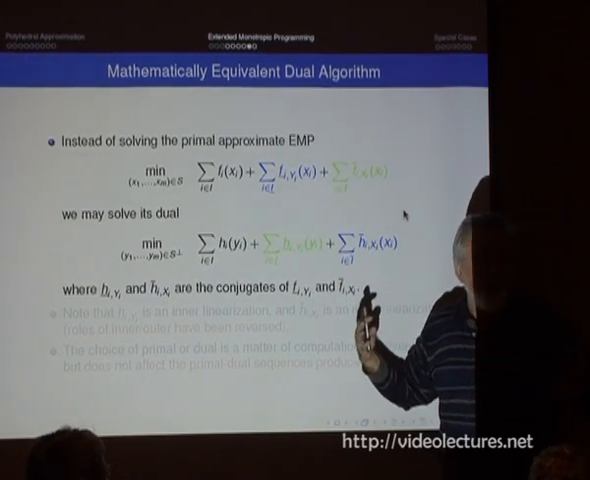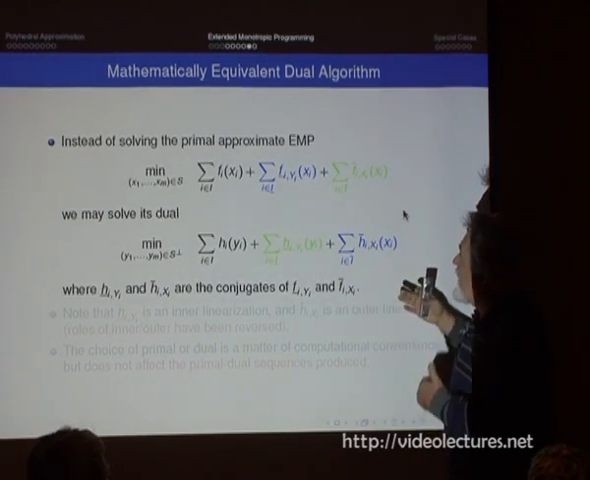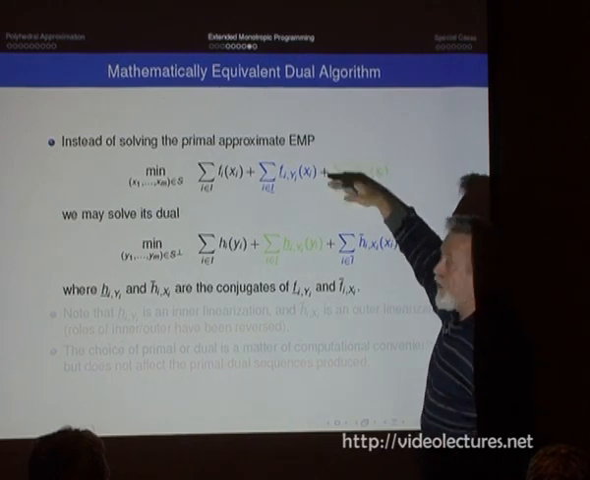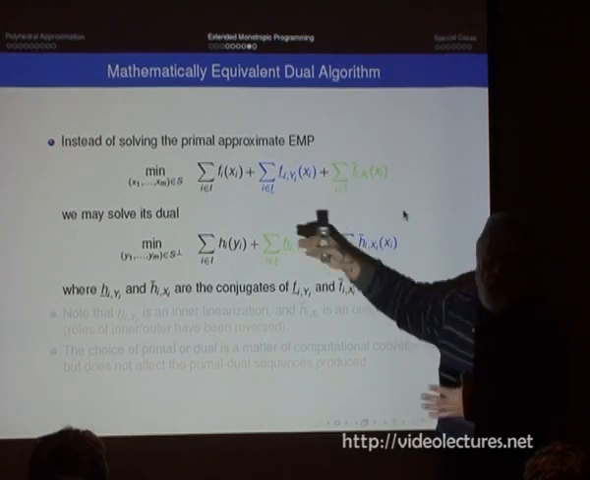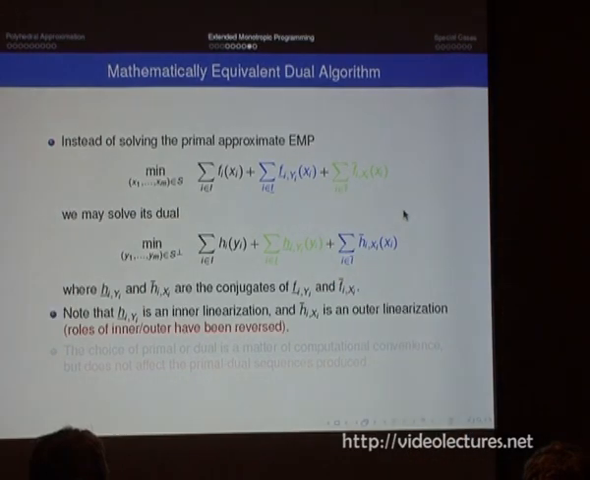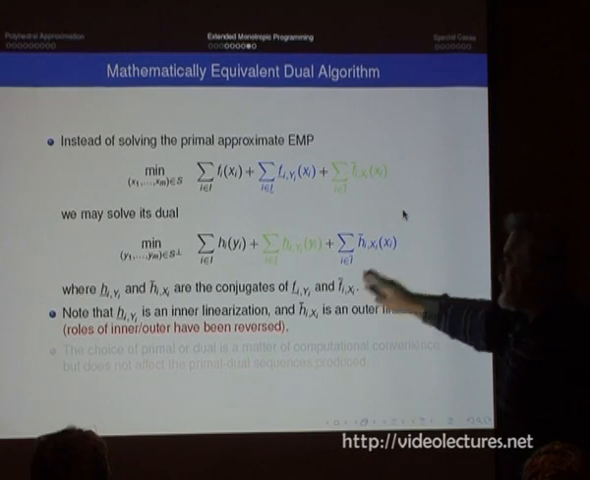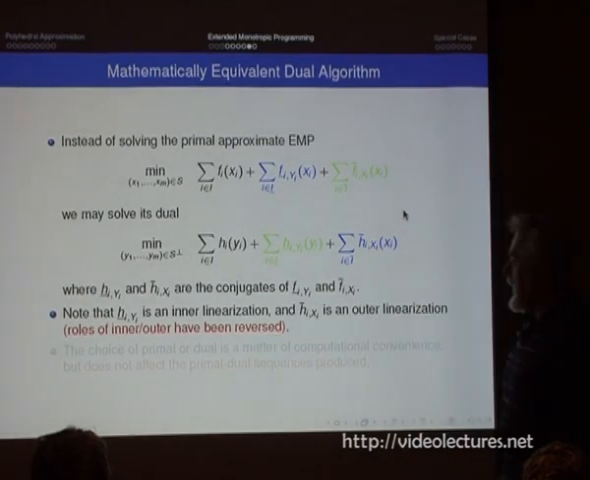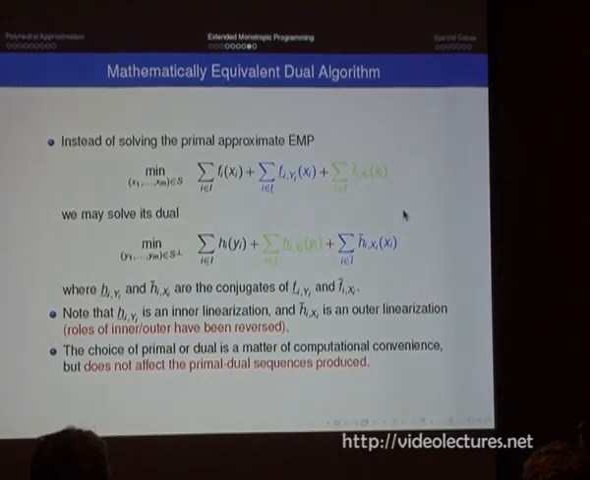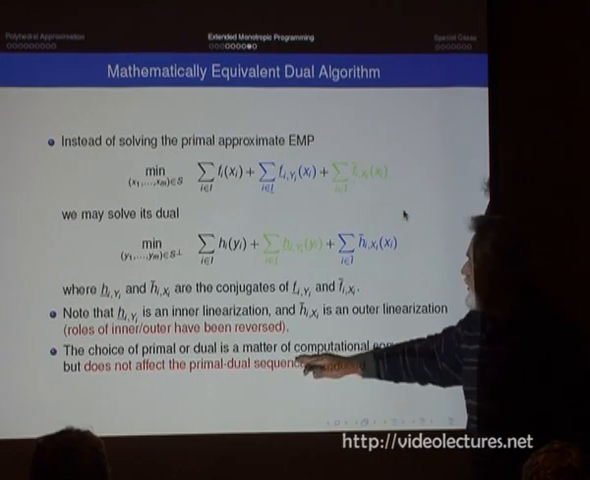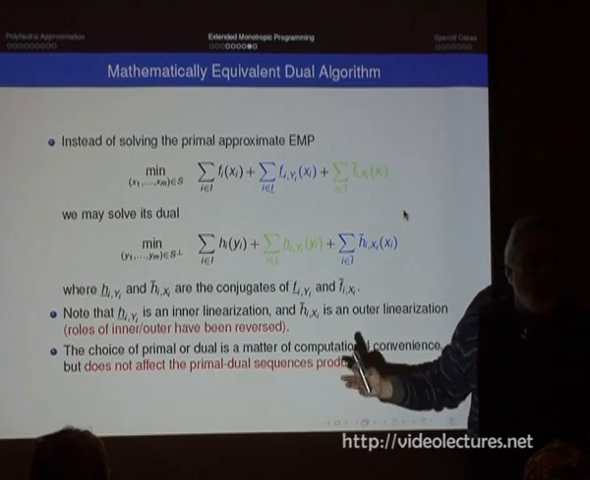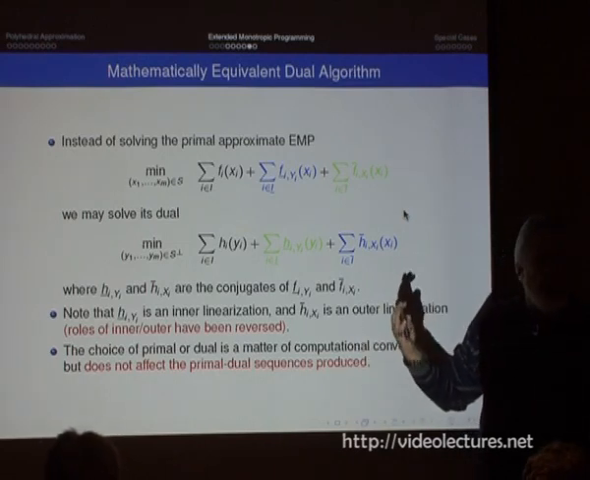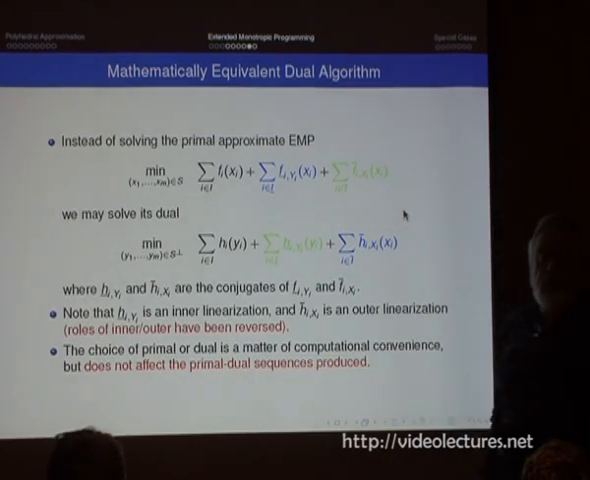For a given problem, there may be an algorithm that favors just solving this, or an algorithm that favors just solving this, or an algorithm that solves both simultaneously. So in the dual, the roles of inner and outer linearization have been reversed. And the choice of primal or dual is just a matter of computational convenience. Does not affect the algorithm. Mathematically, the two are the same. The primal and dual sequences produced are exactly the same, no matter which one you solve.